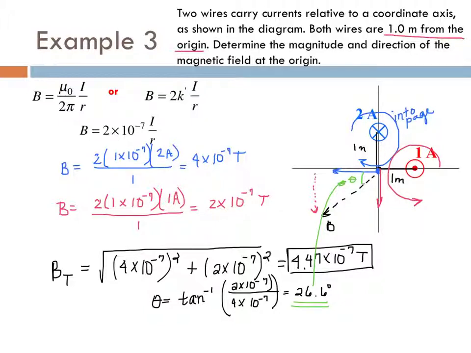Now that angle is only the green portion here. That's not our true angle. Our true angle is 180 plus this value. Because from here to here is 180 degrees, and then we need to add that green portion. So altogether, we should get an angle of about 206.6. Normally we round these to whole numbers, so 207 would work fine.